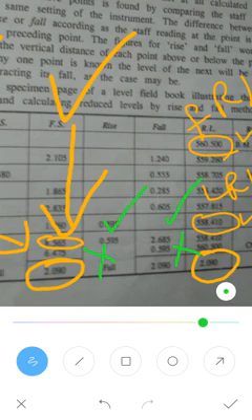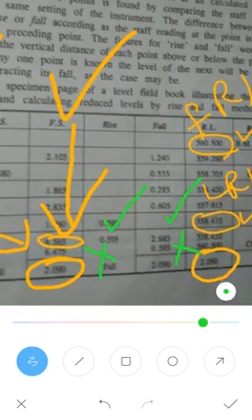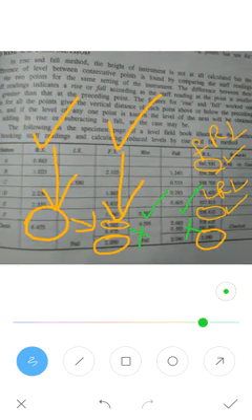So this is how you have to do the rise and fall method. This is another experiment for the survey lab. Whatever points you have found out on the ground, you have to find out either by the HI method, height of instrument method, or by the rise and fall method. So this too you have to do.